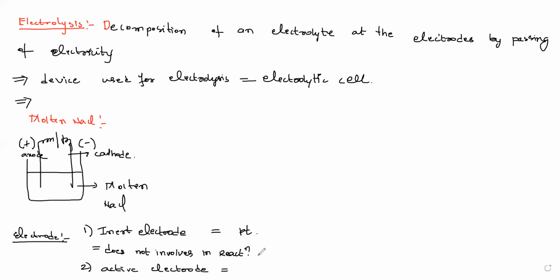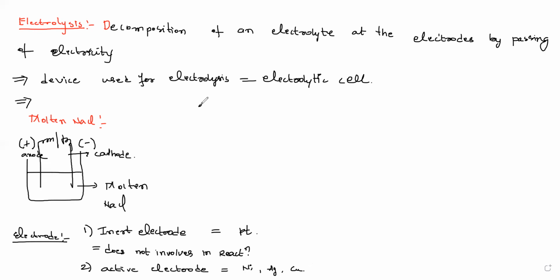We can also take nickel or silver. Silver is also an active electrode. Or we can take copper. Copper is also an active electrode. So this is about the electrode. But in this case, we have to see how the reaction is given at the electrodes.